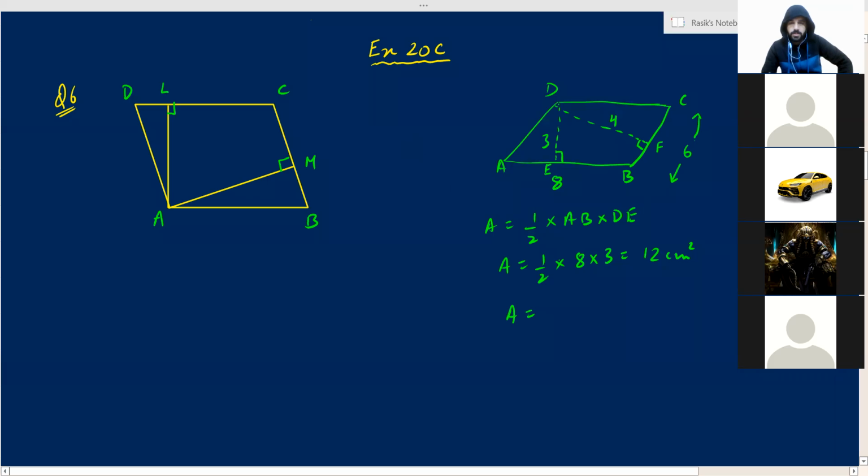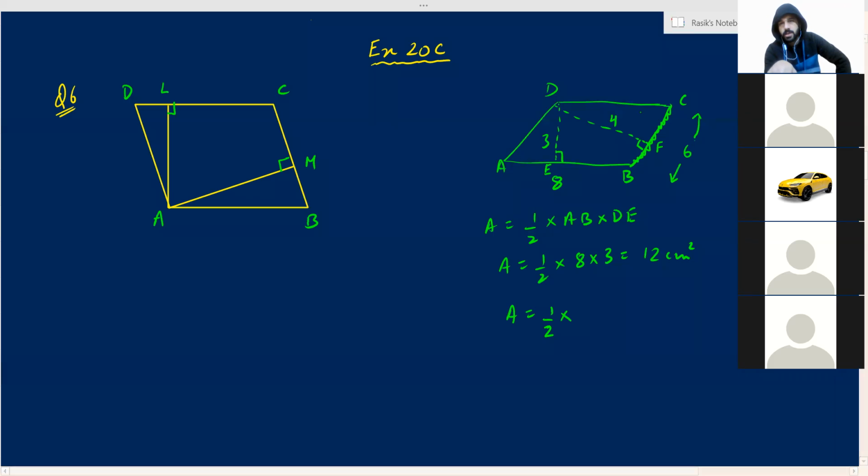Yes, sir. So there is another way of doing it. If we take BC as the base of the parallelogram, this can also be done. We can take any side as the base. But the condition is that if you are taking BC as the base, then DF will be the height of the parallelogram. So the height of the parallelogram is taken according to the base of the parallelogram.